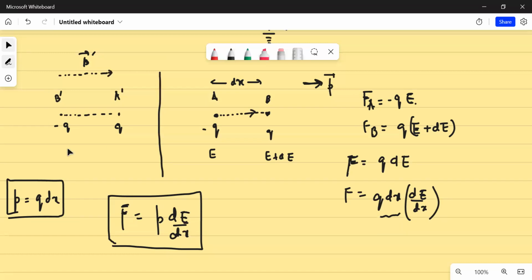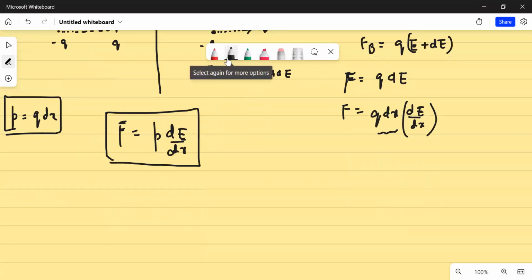Okay. Now, if I want to find this, I should first find what is the electric field. So one knows that the electric field due to a dipole is given by P vector dot r cap divided by 4 pi epsilon naught r cap. If you remember, this was the formula.